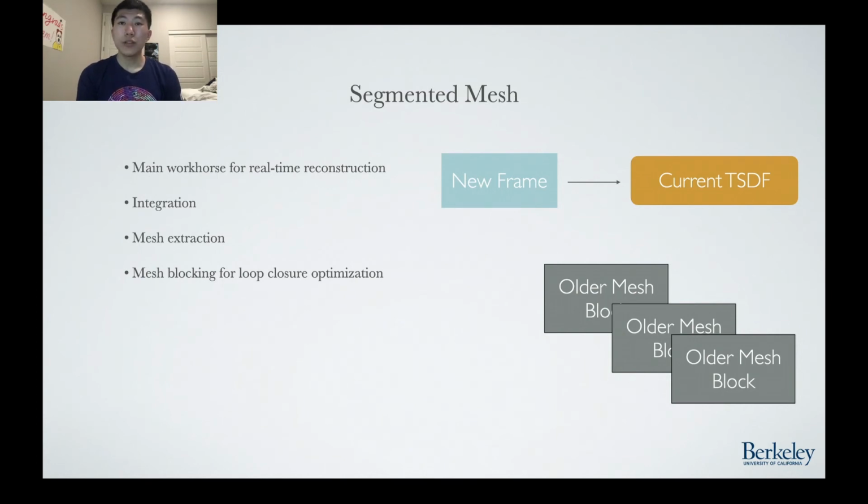Mesh extraction uses the marching cubes algorithm to quickly retrieve a mesh from the current TSDF. In accordance with the mesh blocking algorithm, there is one TSDF data structure maintained at all times. Along with this is a vector containing immutable blocks of older sections of the mesh, each capable of transforming independently when loop closures optimize older parts of the map.